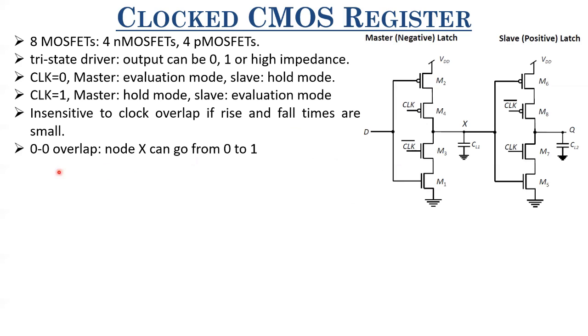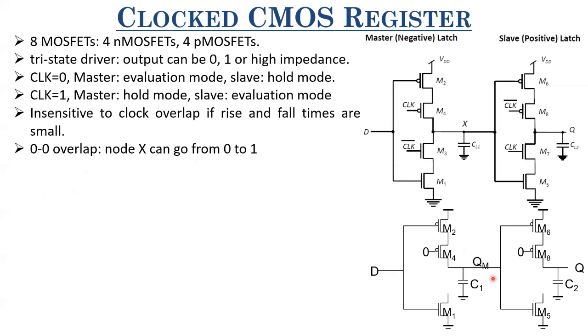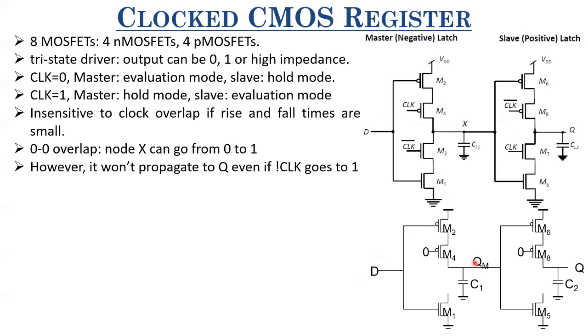Now let us talk about 0-0 overlap. So what happens during 0-0 overlap? This is the circuit during 0-0 overlap. When it's a 0-0 overlap, this is turned on and this is also turned on, right? So M2, M4 are conducting, M6, M8 are conducting. Depending upon the value of D, this node X, which is QM, can go from 0 to 1, right? It can only charge. If D is 1, nothing happens.